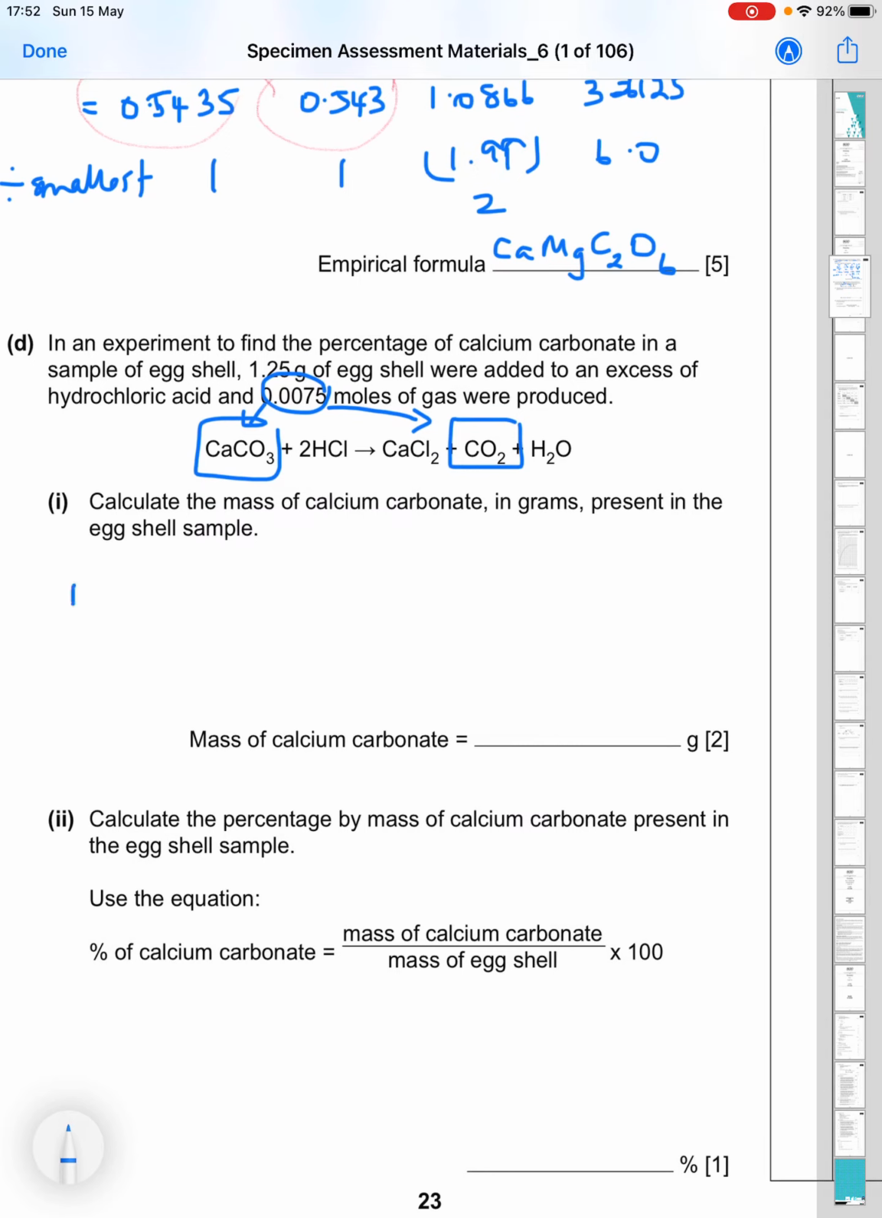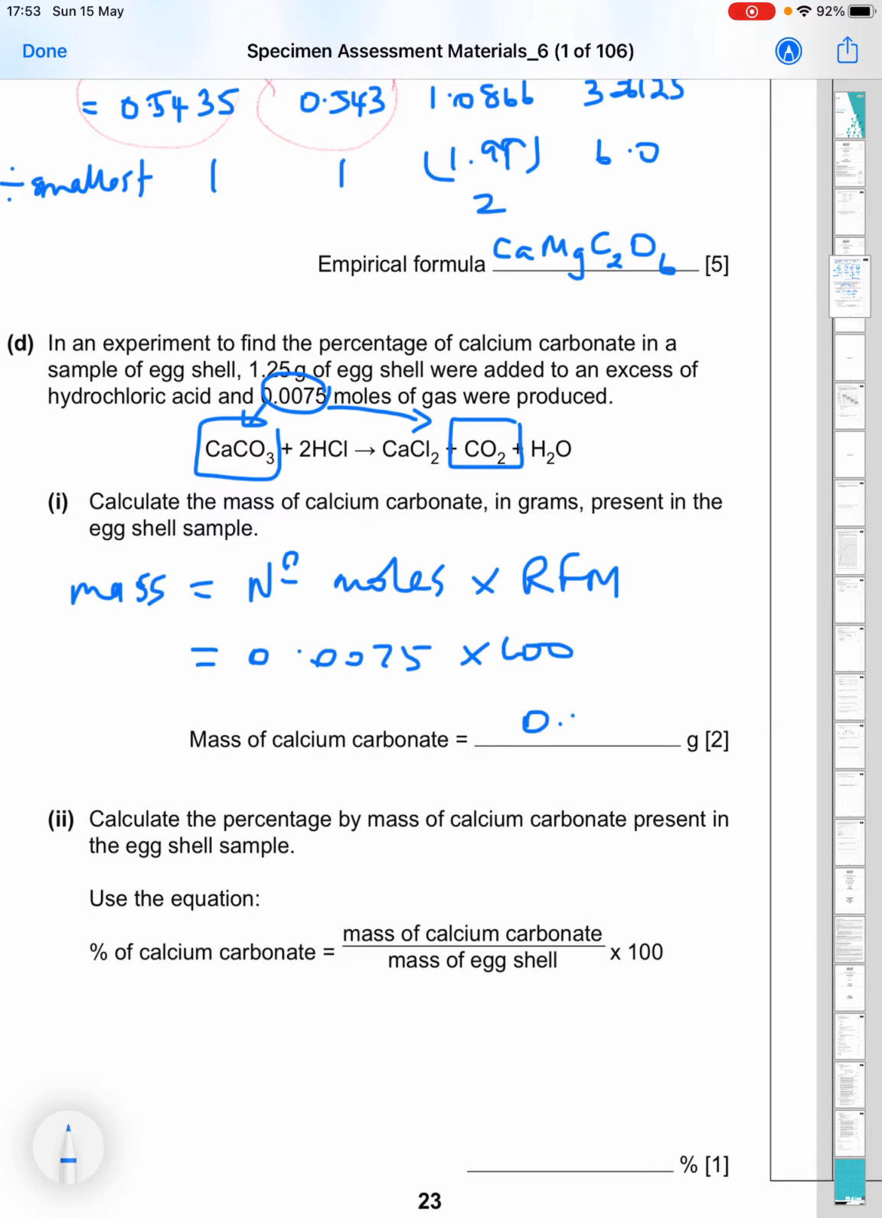So we're looking here to use the formula. Mass is the number of moles times the formula mass, which is just rearranging number of moles equals mass over RFM, which is going to give us 0.0075 times 100, which is 0.75 grams.